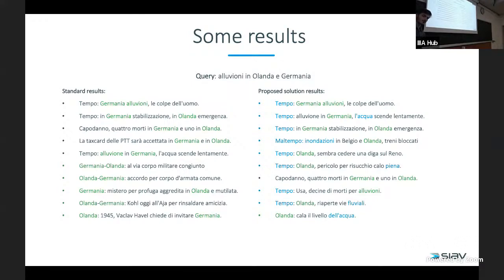Instead, in our proposed solution, not all of the results are matching multiple words. Most of them are matching just one, but they are all related to the concept of weather and bad weather. As you can see, there are some related words to alluvioni, like maltempo, inondazioni, acqua piena, etc. So these results show that here we are able to take into account the context of both our query and the documents that we are returning.